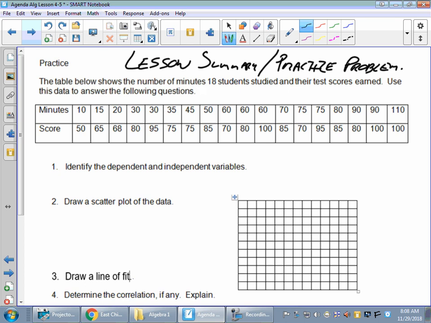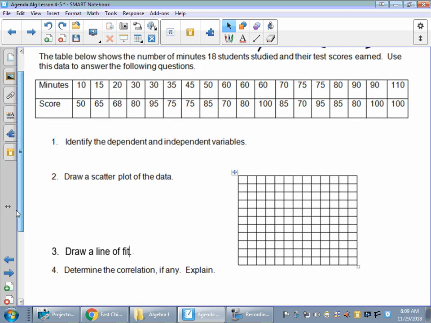Okay, so the table below shows the number of minutes that 18 students studied and the test scores that they earned. Use this data to answer the following questions. So you've got all these minutes here, and you've got all these scores. Basically, that's your data. So that first part, collecting the data, it's already been done for you. Okay, the first step, collecting the data, we've already done that. Okay. Identify the dependent and independent variables. What do you want to be your independent and dependent variables?